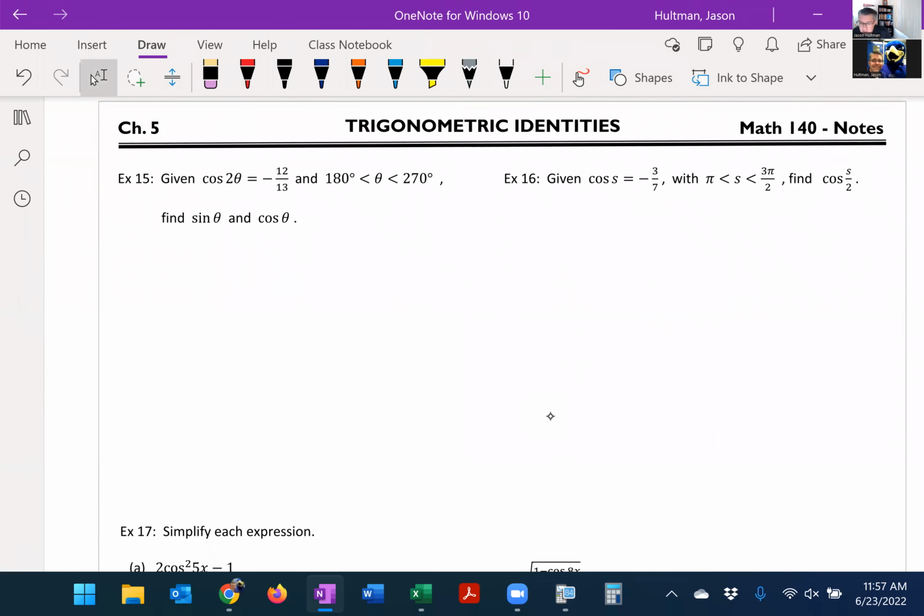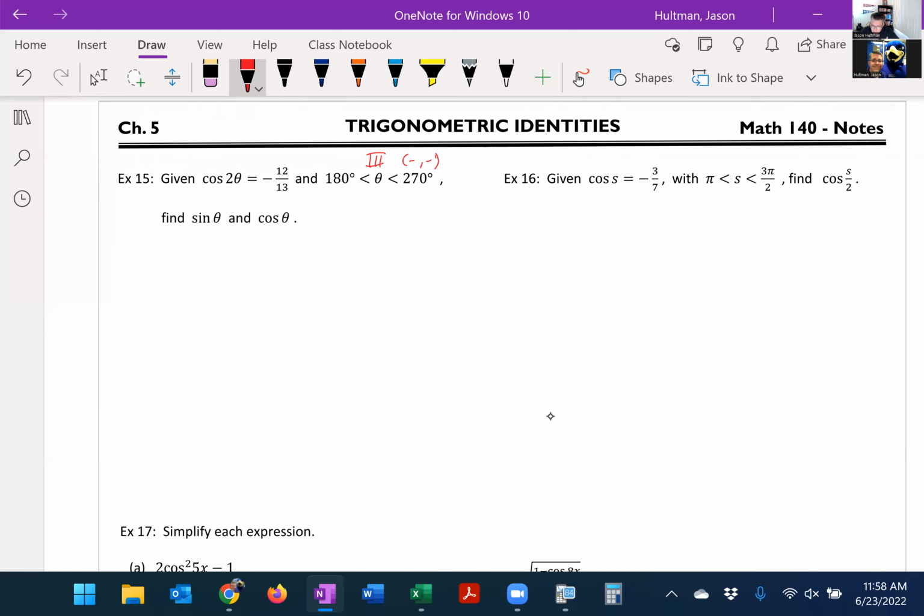Flip my page. Okay, given cosine 2 theta is equal to negative 12 over 13, and the original theta is between 180 and 270, so that's third quadrant. So third quadrant, everything's negative. Remember that. Okay, so we want to find the sine of theta and the cosine of theta.